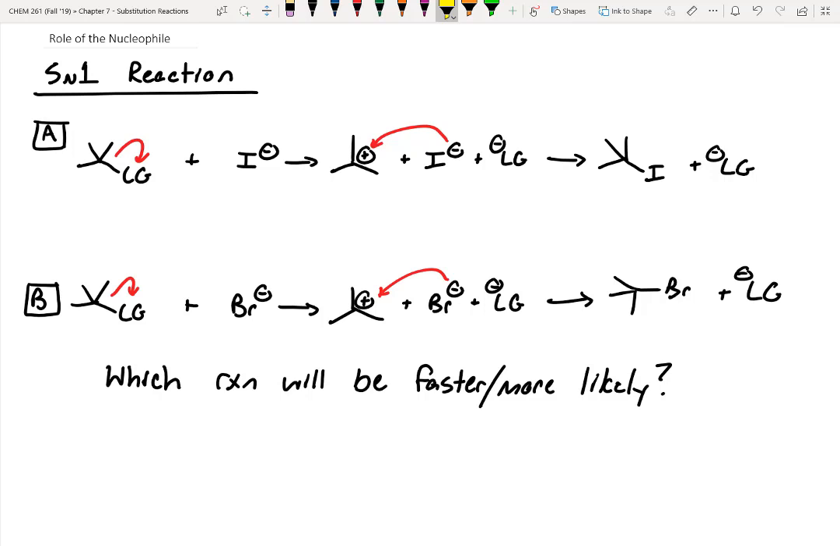All right, let's do a super quick survey. Raise your hand if you think A will be faster. Raise your hand if you think B will be faster. Raise your hand if you think it'll be a tie. Ah, this is tricky.